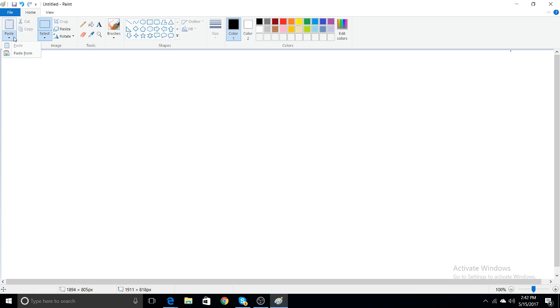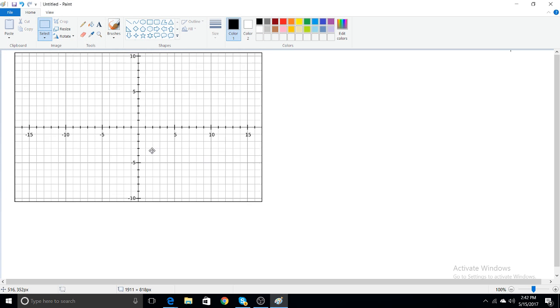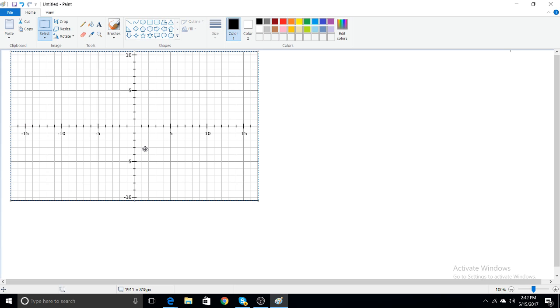And then I'll paste another graph. Alright, slide that over a little bit. Okay, so now our next equation is y equals x squared plus 4x plus 4.